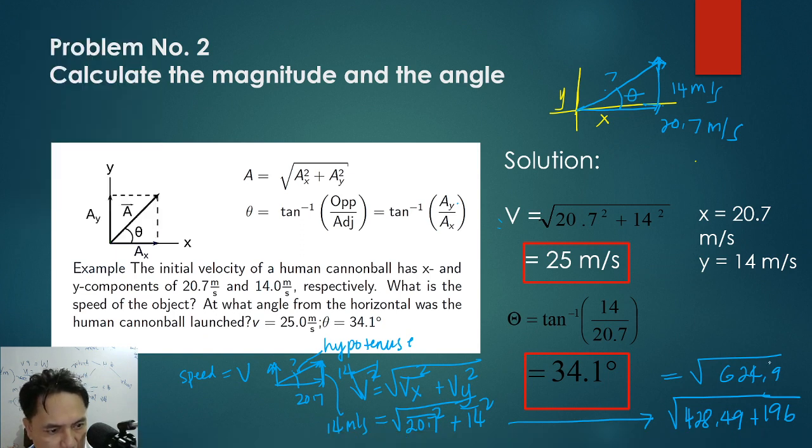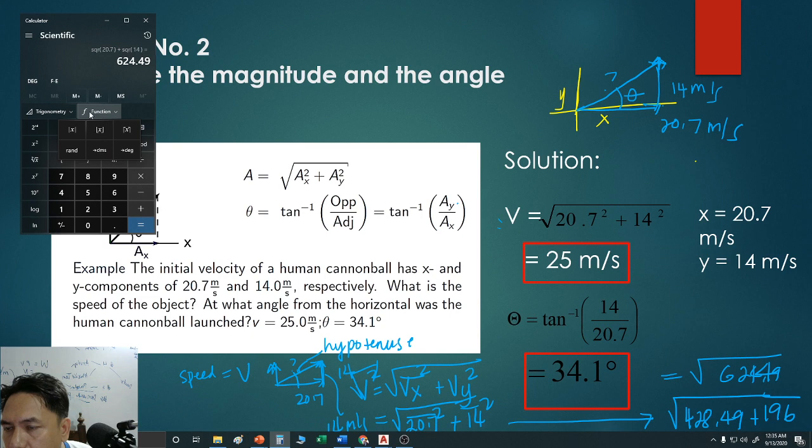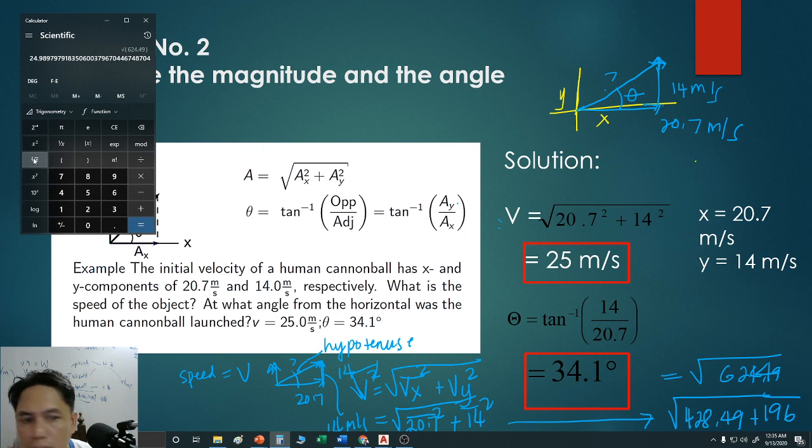Look at this, 624.49. What are we going to do with the 624.49? We're going to extract the root. I'm not so familiar with the calculator, but at least we can use the square root here. Yeah, 24.989.